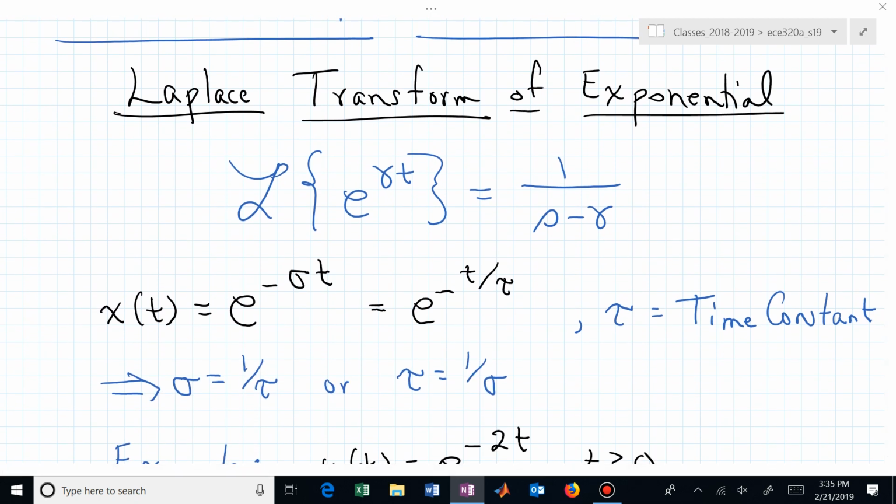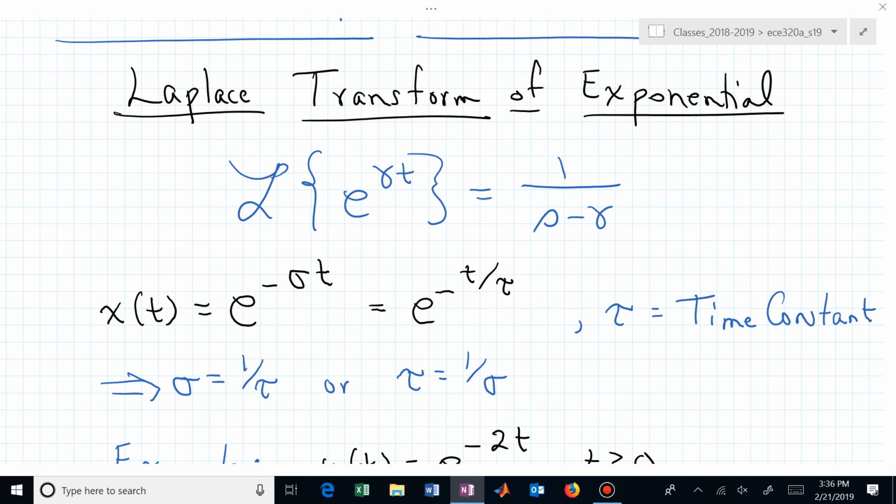Here was one of the key results that we derived last time from the definition of the Laplace transform. What's the Laplace transform of e to the gamma t? It's 1 over s minus gamma. Let's now examine that in a little more detail relative to the time domain waveform.